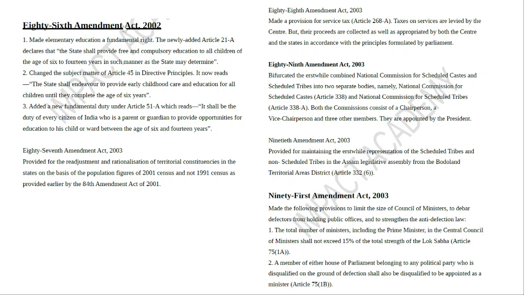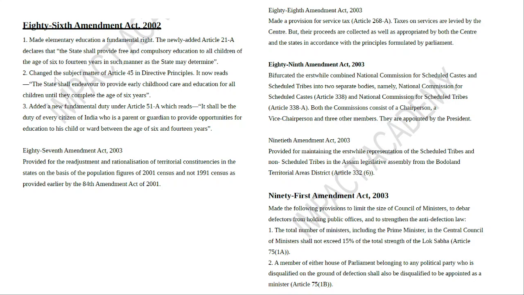Very, very important. This basically goes with what is called education for all. There is this slogan that this act has been enacted for education for all. Remember that, that's also frequently asked. And what it says, Article 21A, the state shall provide free and compulsory education to all children of the age 6 to 14 years in such manner as the state may determine. So this is very important. Remember 6 to 14 years.